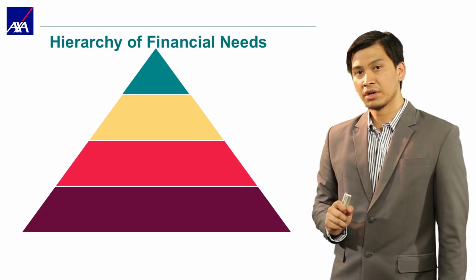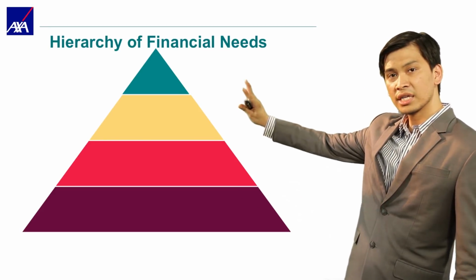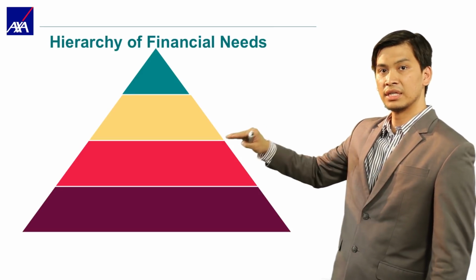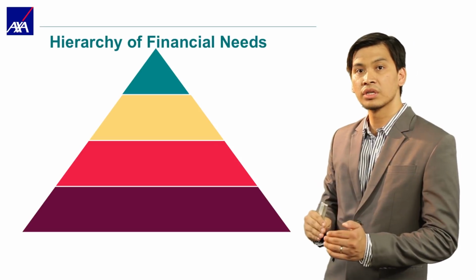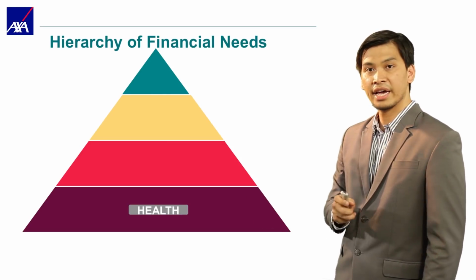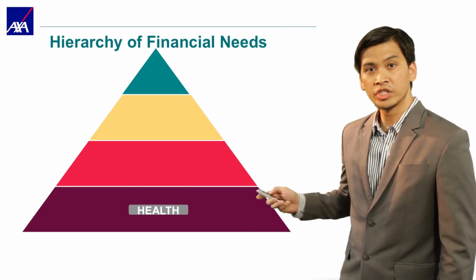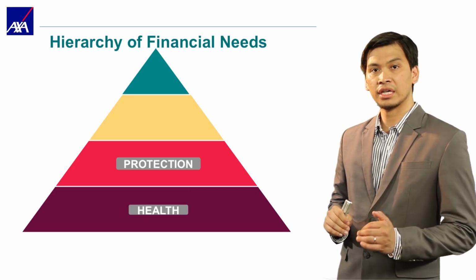This is the hierarchy of financial needs. You will see that it's a triangle with different levels, the bottom level being the most important, the foundation of the entire triangle, and that is health. Health planning is followed by the next level, which is protection. Protection is the next important level after health.